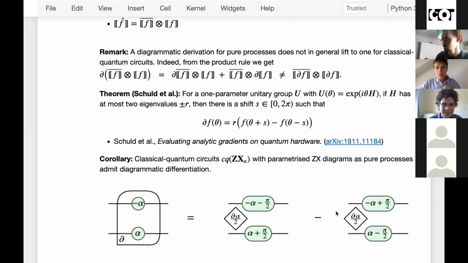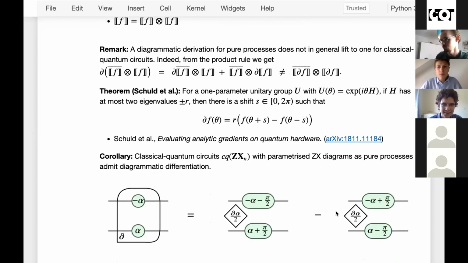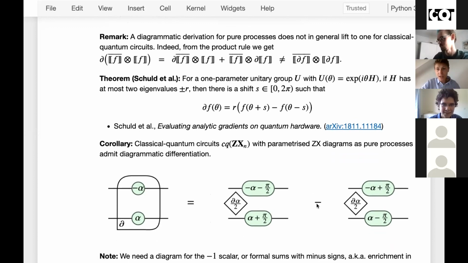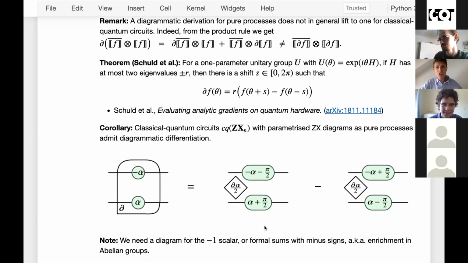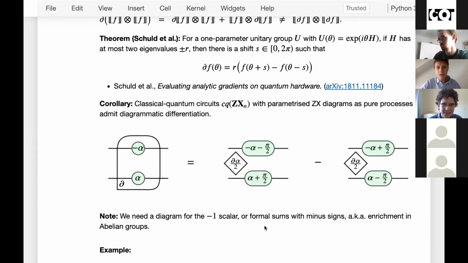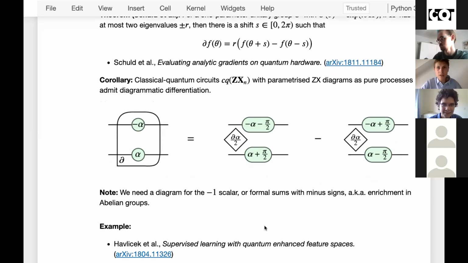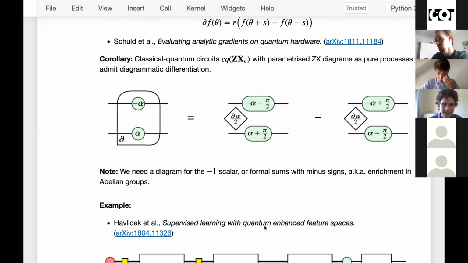And now a corollary: classical-quantum circuits with ZX diagrams as pure processes admit diagrammatic differentiation. So what does it look like for rotations? For one-to-one spiders doubled, the gradient of alpha rotation tensored with minus alpha rotation is given by this difference with this shift. That means we can differentiate not only linear maps, but also density matrices, so also classical-quantum circuits written as ZX diagrams. A little technical note: we need to encode this minus one scalar. Either we just add it as a generator or we enrich over an abelian group, so we just take this minus sign for free.